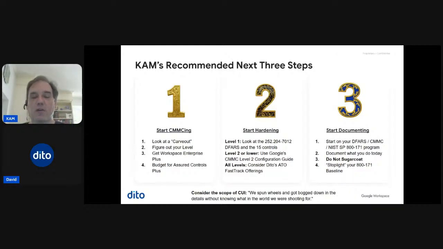This is also another quote from the same customer: we spun wheels and got bogged down in details without knowing what in the world we were shooting for. The NIST documents, like the 800-171 and the 853, are very much spirit documents. They predate the cloud as most people know it, and they're very technology agnostic. So they just say, do something. They're not going to say how to do it with Google Workspace.